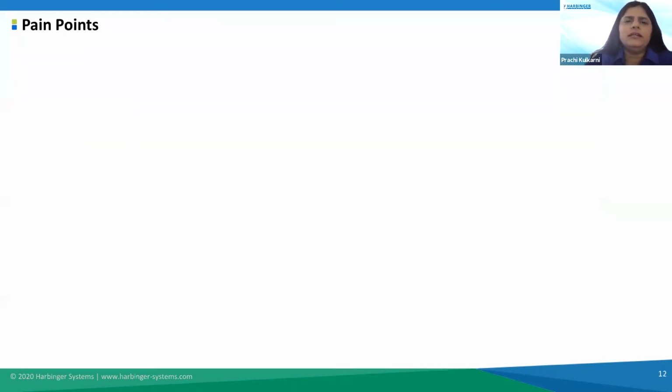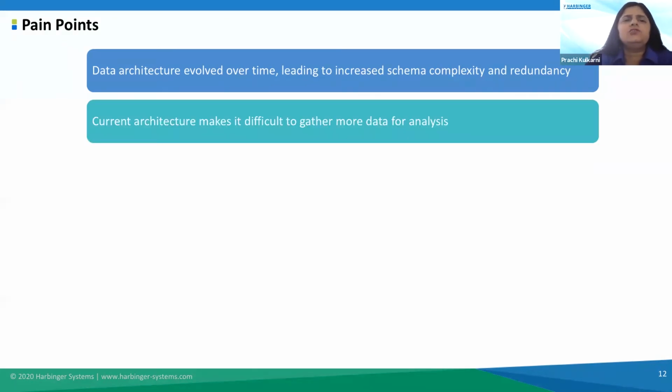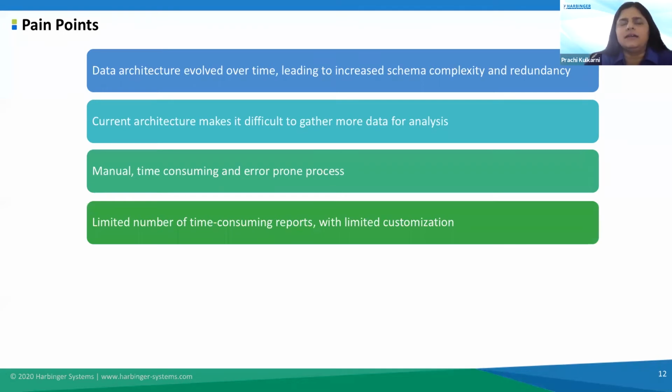If I want to go in details of the pain point with respect to our solutioning, because of the multiple stakeholder platforms and the platform being developed over a period of time, the data architecture essentially was also developed over a period of time, and it had an increasingly complex schema and a lot of redundancy in it. The second challenge was this architecture also proved a little difficult if I want to gather more data. I mean, even the client could figure out a lot of points where the data could be gathered, but the architecture was a limitation. The manual process was obviously time consuming and error prone.